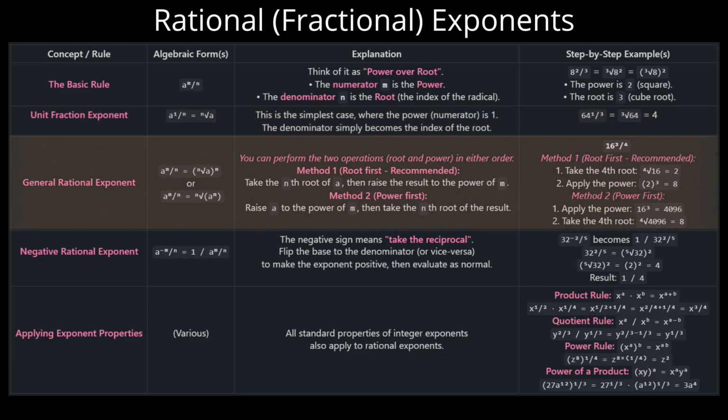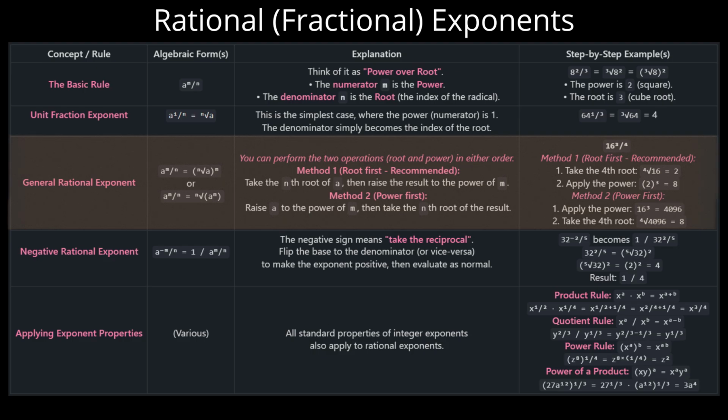Okay, so what if the power isn't 1? We actually have two ways to solve it, and they both give the same answer. Let's use the example 16 to the 3/4 power. The first method, which I highly recommend, is to do the root first. This keeps the numbers small and easy to work with. First, take the fourth root of 16. What number multiplied by itself 4 times equals 16? That's 2. Now apply the power, which is 3. Take that result, 2, and raise it to the third power. 2 cubed is 8.